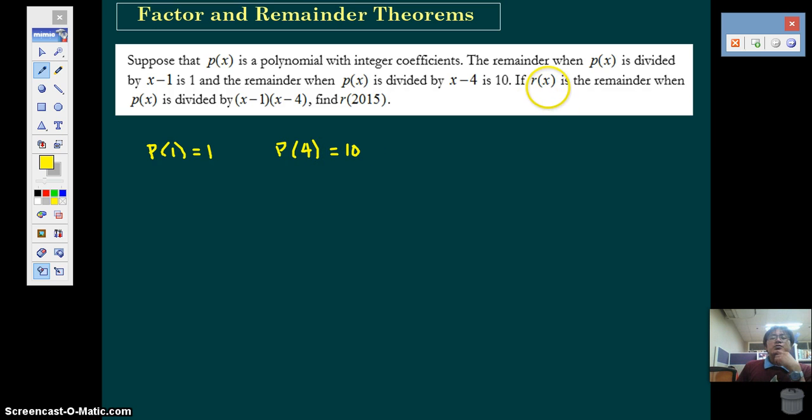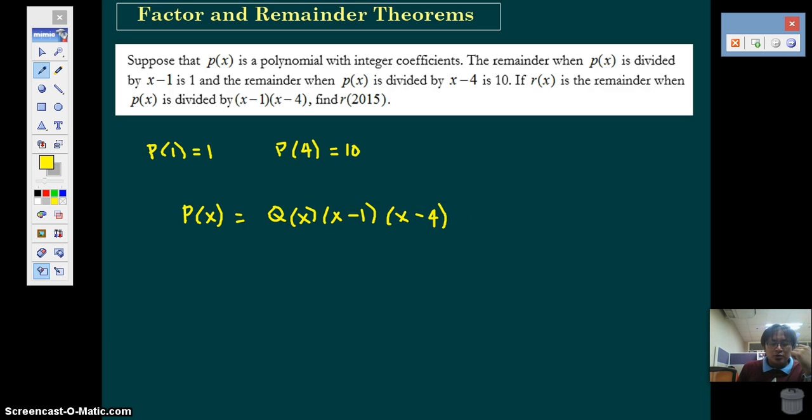If r of x is the remainder when p of x is divided by x minus 1 times x minus 4, find r of 2015. So if you divide p of x by the product of x minus 1 and x minus 4, you will have a certain quotient, multiplied to the divisors x minus 1 and x minus 4.